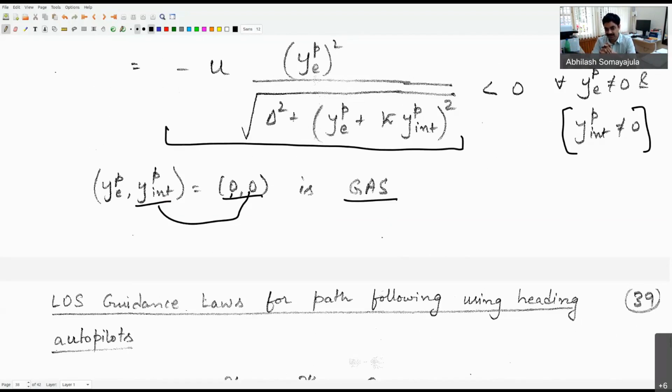In all of those equilibrium points, we still see that YPE will always go to 0. YPE can't be at a non-zero value, and we can't expect V dot to be equal to 0. Since that is satisfied, it ensures that YPE will definitely track down to 0. But yes, you're right. It need not necessarily ensure that YP int tracks down to 0. It can approach any value it wants in some sense.